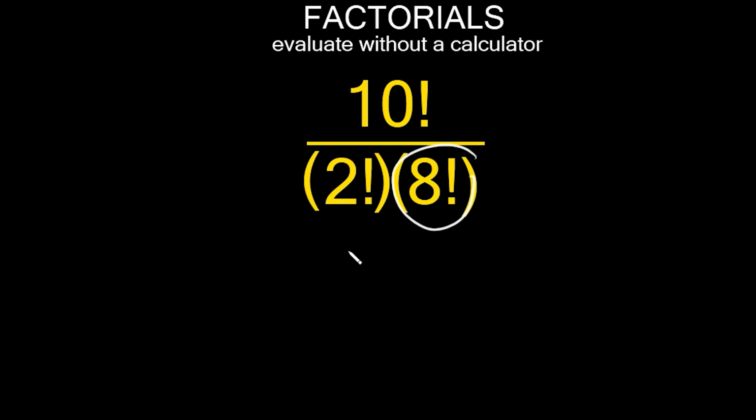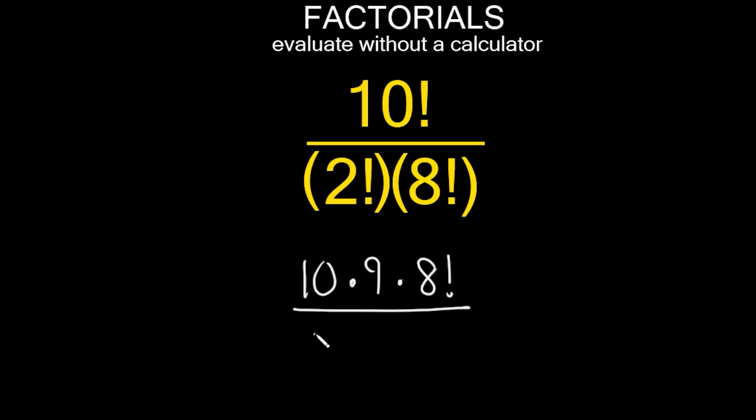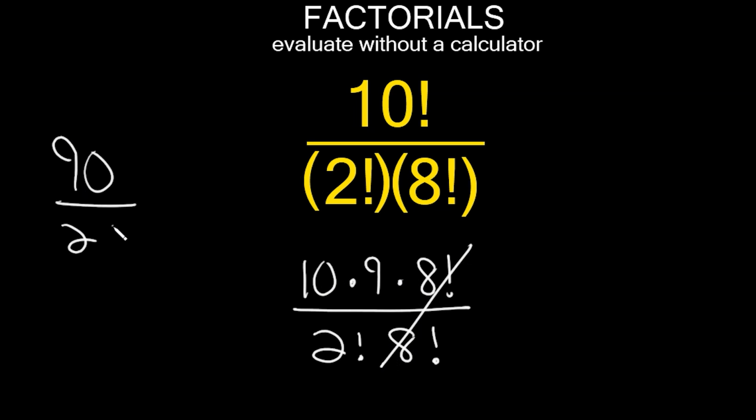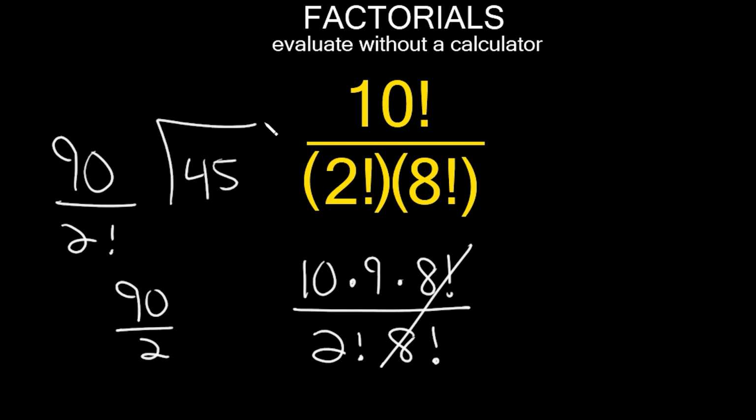So for example, I'm going to write it as 10 times 9 times 8, and now I'm going to write the 8 as a factorial. Okay, all over 2 factorial times 8 factorial. Now the 8 factorials, they're going to go ahead and cancel out. I know that 10 times 9 is 90, so I have 90 all over 2 factorial. Well, 2 factorial, that's 2 times 1, which is 2. So I end up with 90 divided by 2, which we know is going to be 45. So 45 is my answer here.